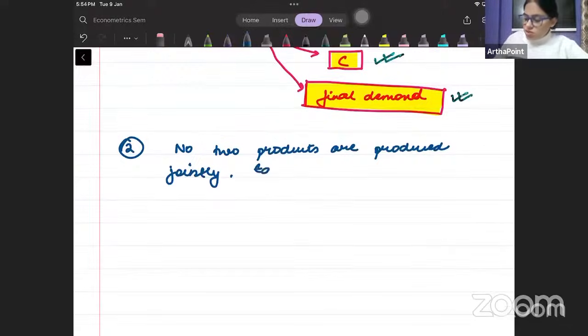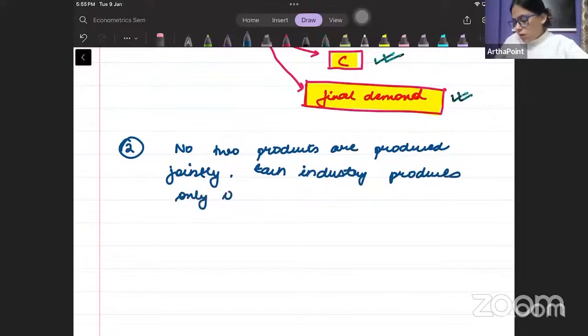So each industry produces only one homogeneous product.